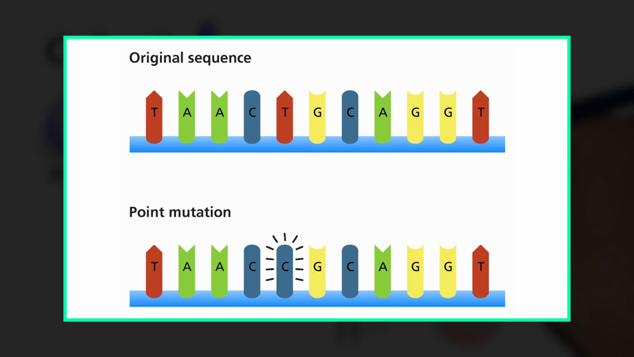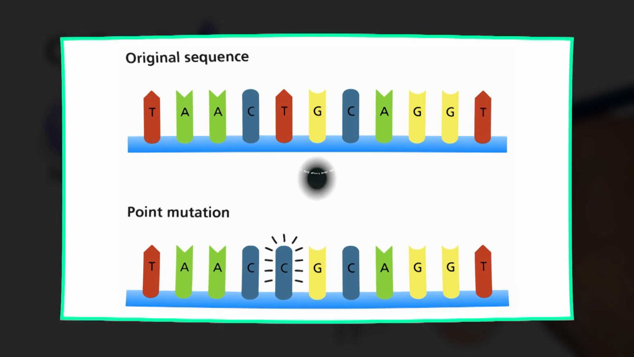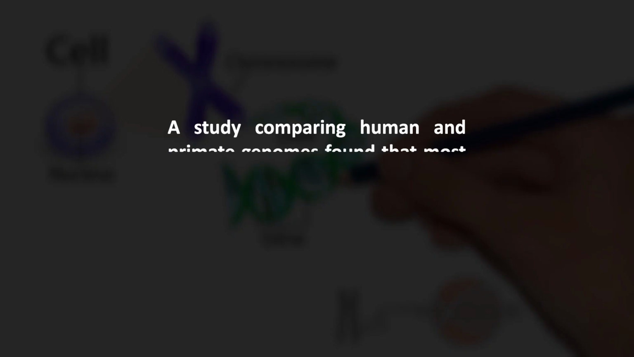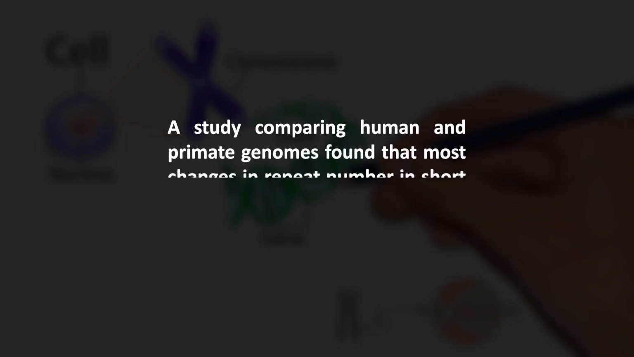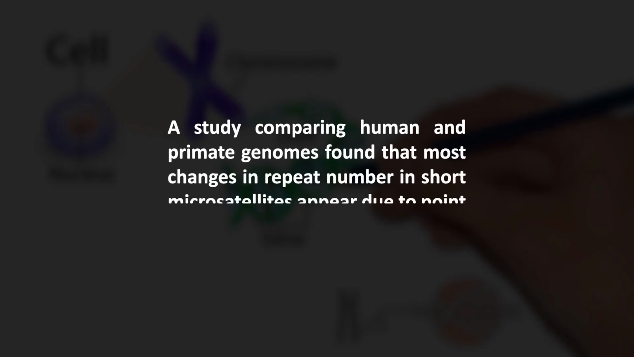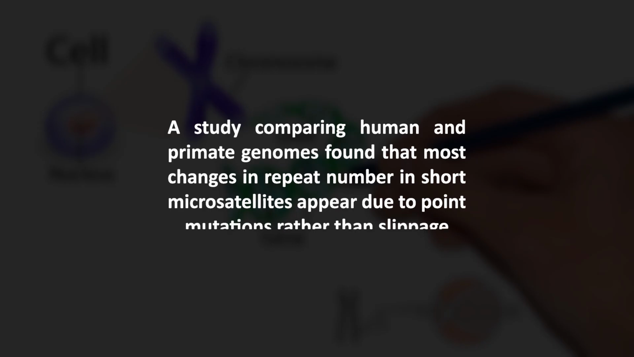Another possible cause of microsatellite mutations is point mutations, where only one nucleotide is incorrectly copied during replication. A study comparing human and primate genomes found that most changes in repeat number in short microsatellites appear due to point mutations rather than slippage.